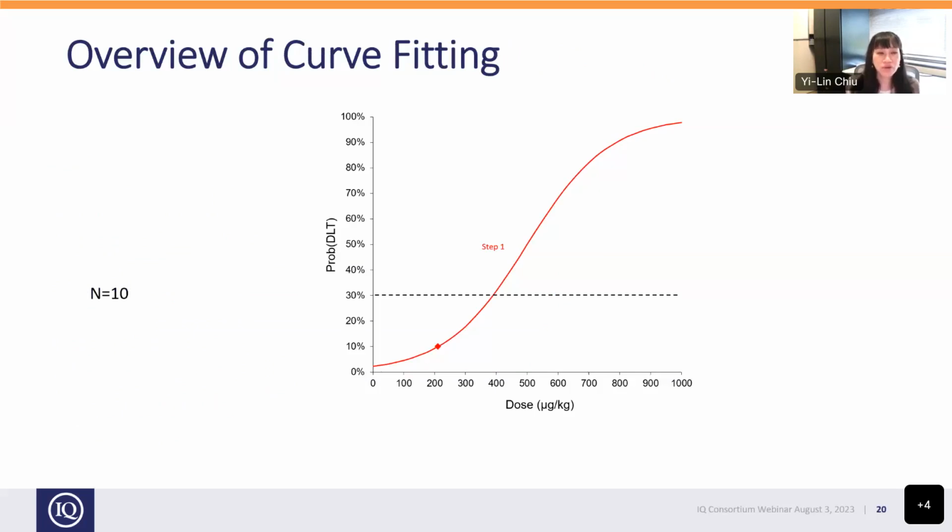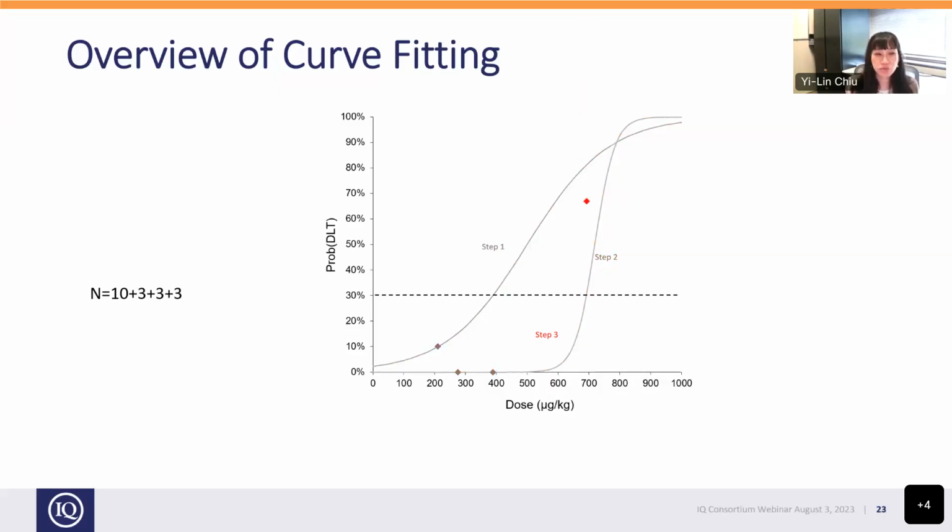In the first step, we have 10 mice, and this is the curve from the first step, and this is the first estimation. Then in the second step, we have 6 additional mice, and you can see that the data push the curve to the right quite far. Then we can see a new estimated maximum tolerated dose.